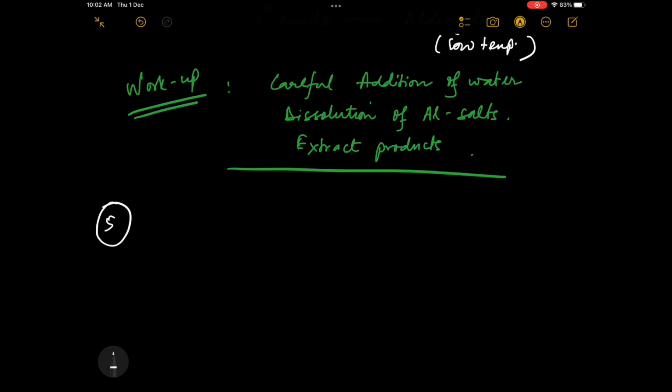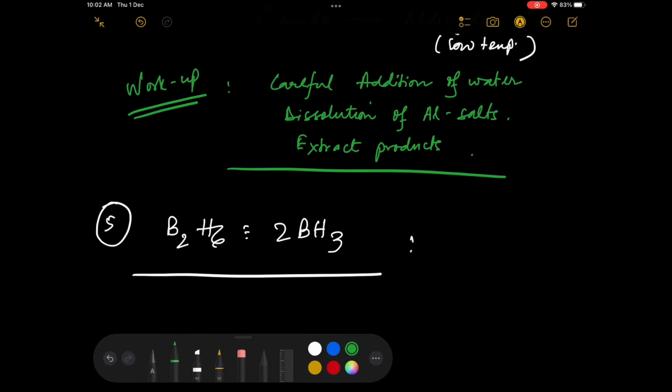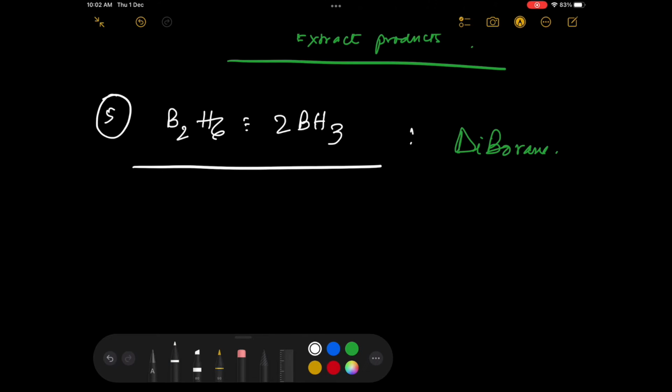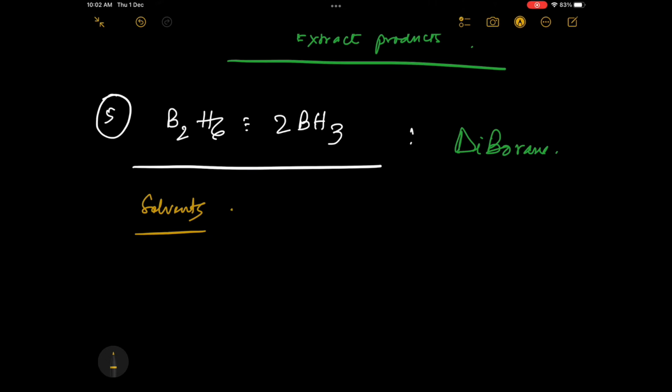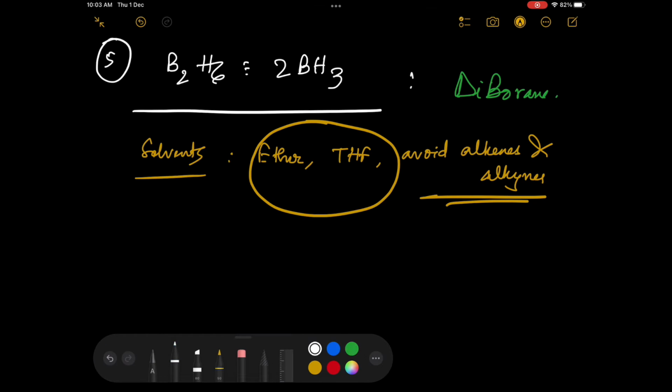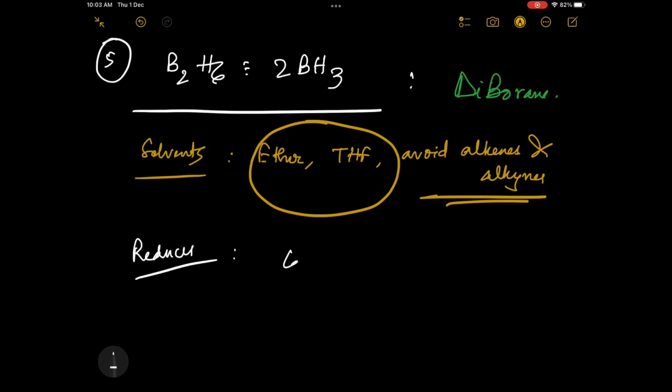Okay, so going into the fifth reducing agent, this is B2H6, also known as diborane. This is also a pretty interesting reducing agent, and diborane is actually a mild reducing agent which can reduce functionalities of lithium aluminum hydride and NaBH4, but in a mild manner. Preferred solvents are ether, THF, and alkenes and alkynes should be avoided because the alkenes and alkynes can actually be reduced. So the solvent will also be reduced.